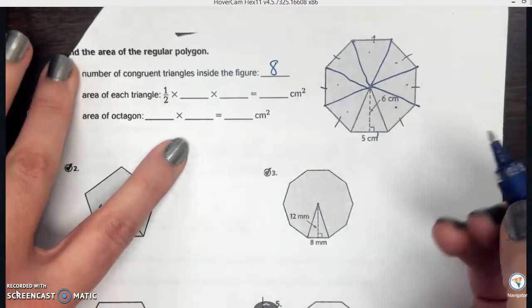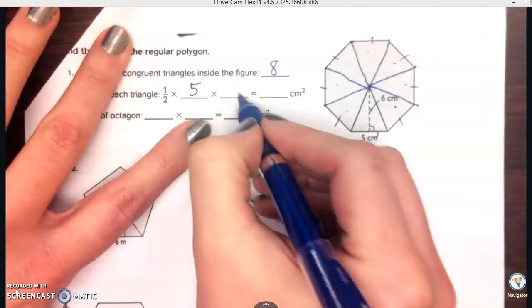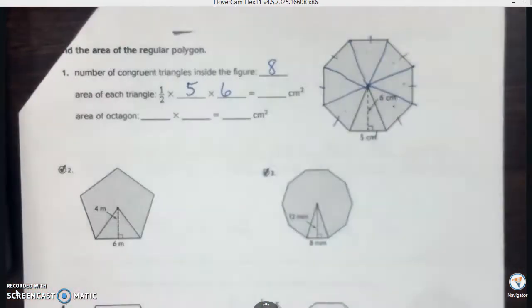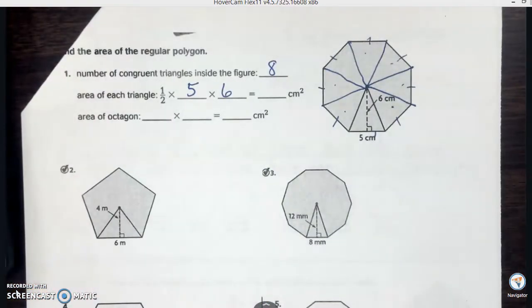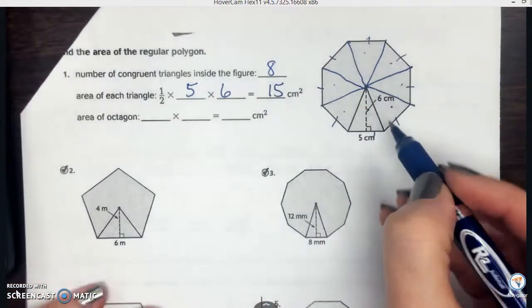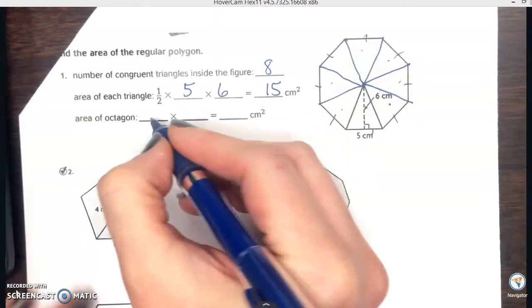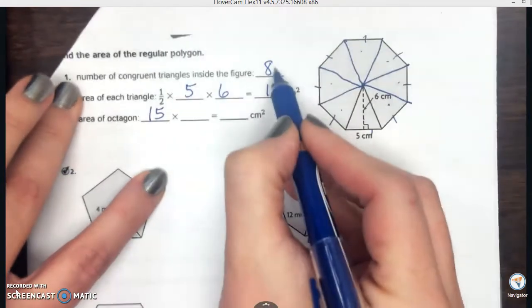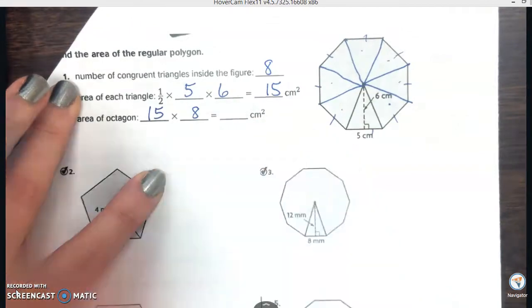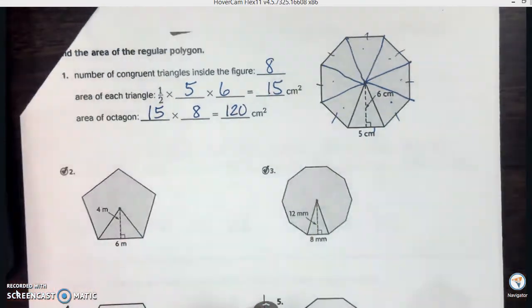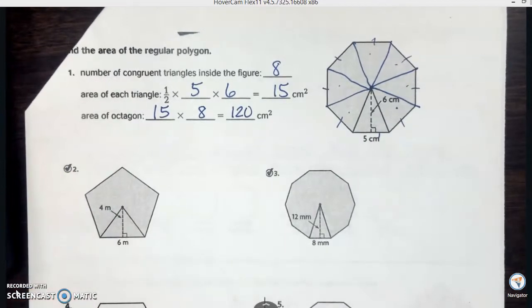So we're going to say half of 5 times 6. So half of 5 is 2.5, and 2.5 times 6 is 15. So one triangle is 15 centimeters squared. Now we're going to take that 15 and multiply it by the number of triangles to get 120 centimeters squared.